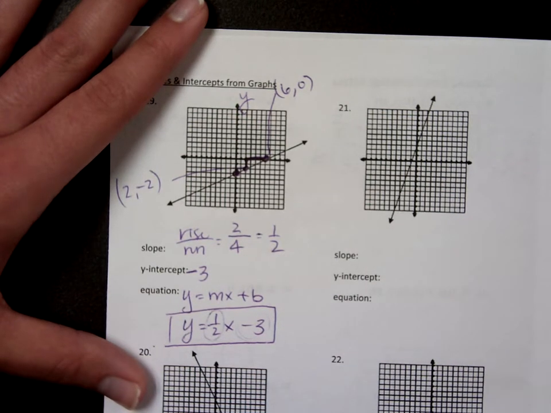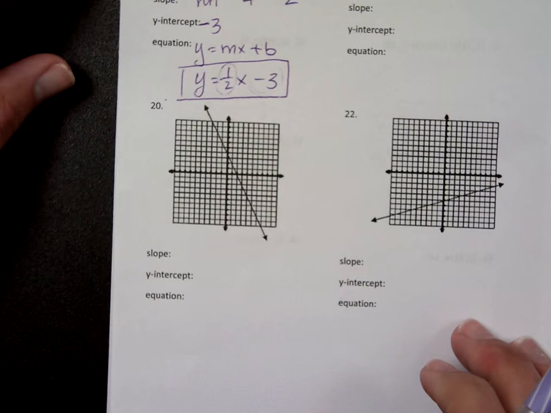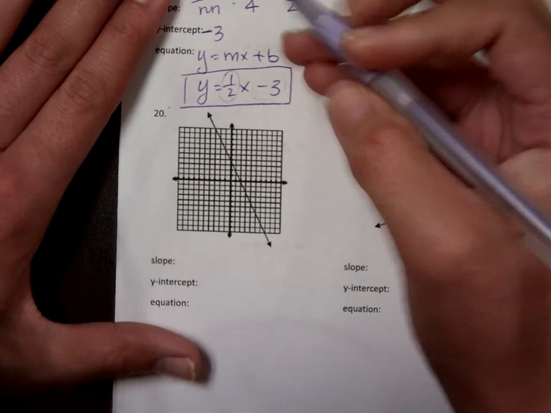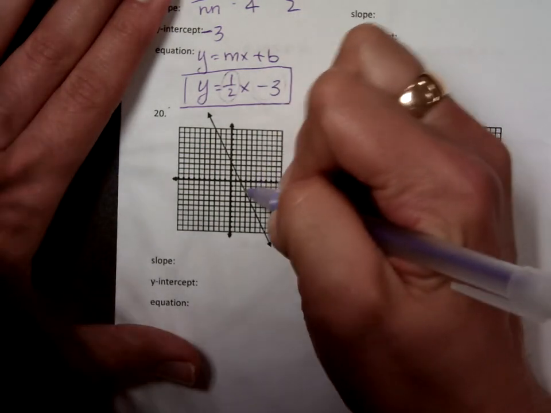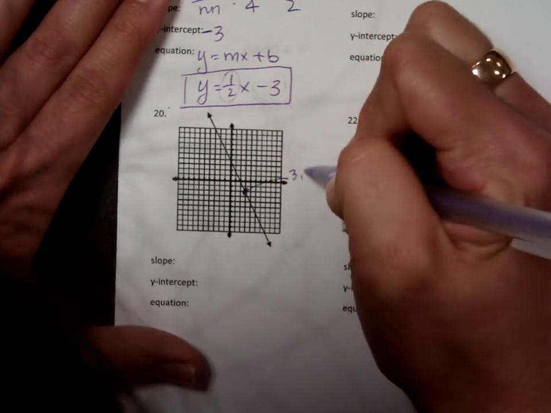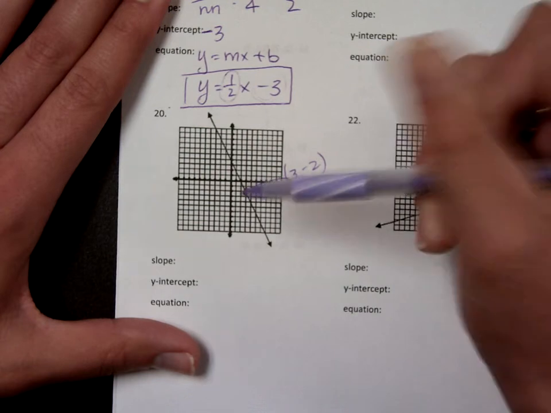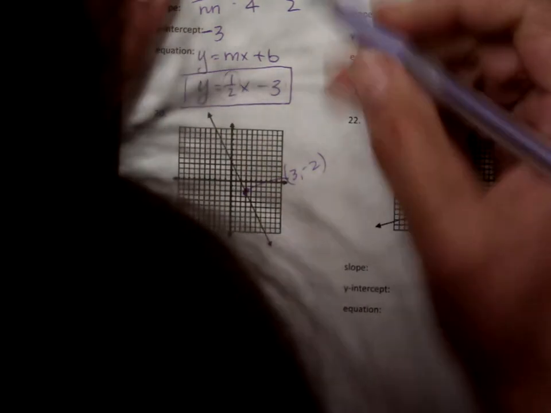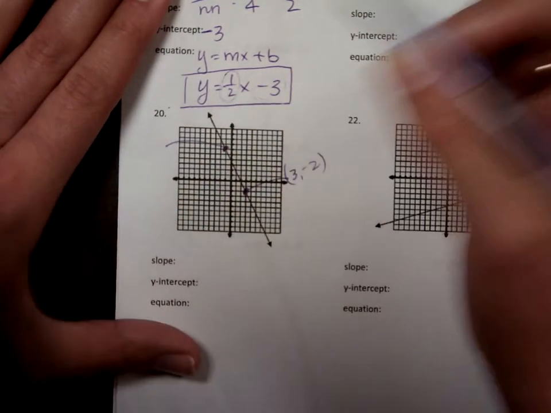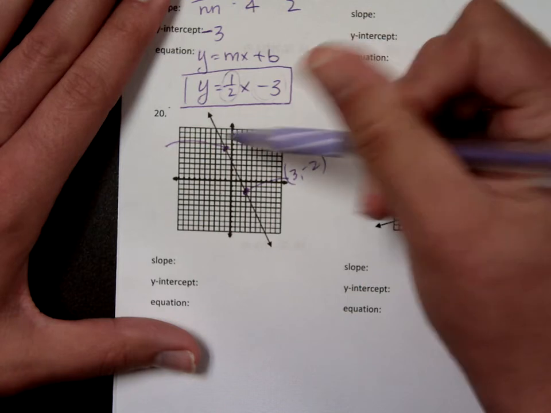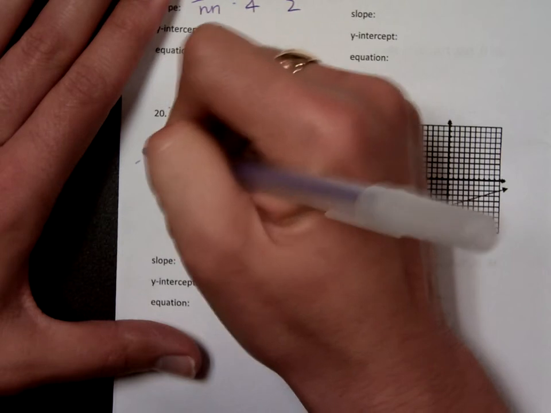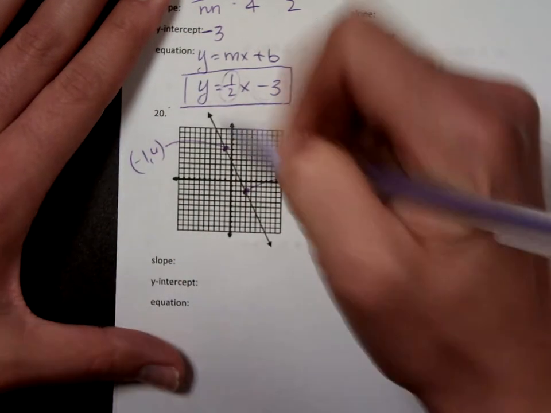Let's do another example. Look at number 20. Okay, so again, pick 2 points on the line. So it has to go through the corner of a box. So I'm going to pick this one, which is 3, -2. I know it's hard to see, that's why I'm telling you what point I'm picking. And then I'm going to pick this one up here. And you can pick different points if you want. It just has to be somewhere on the line. This is -1, 6. Okay, so draw my triangle.